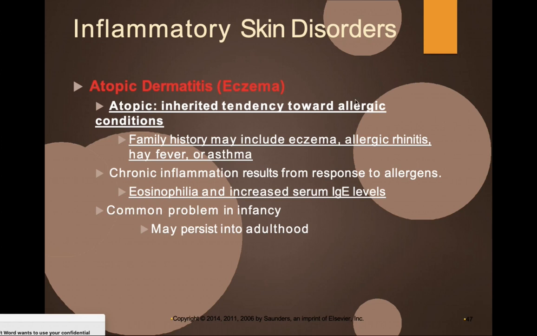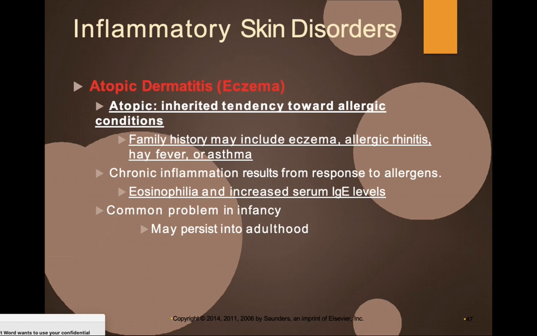Atopic dermatitis used to be referred to as eczema. Atopic means that there is an inherited tendency towards allergic conditions. So this is where family history comes into play. When you do a thorough case history, you're not only asking about their history, but you're also asking about their mother, their father, the grandparents on the maternal side, and the grandparents on the paternal side. Very, very important to do that.